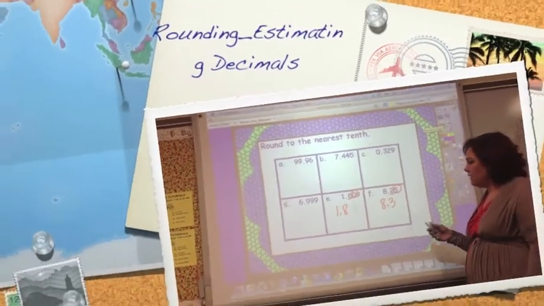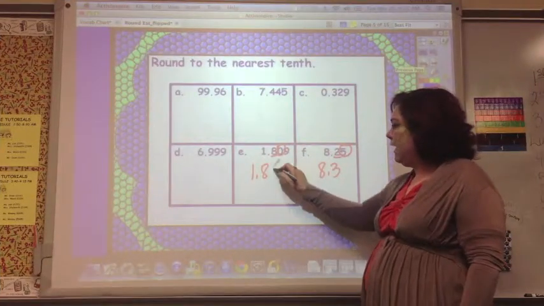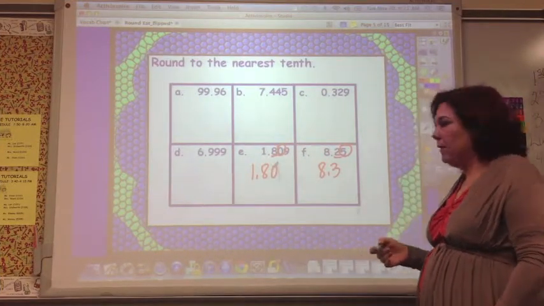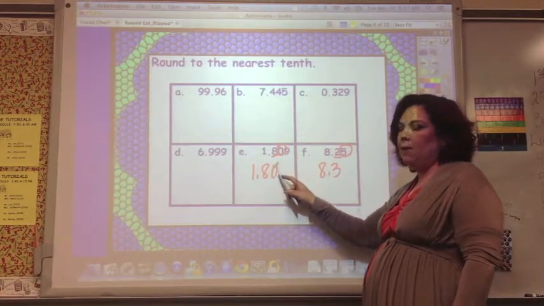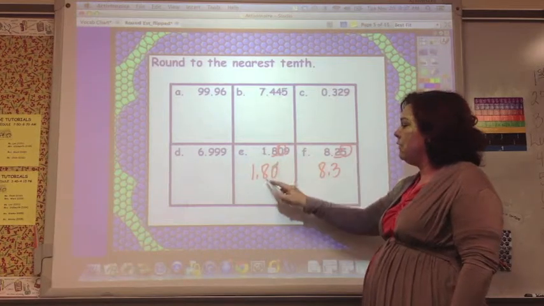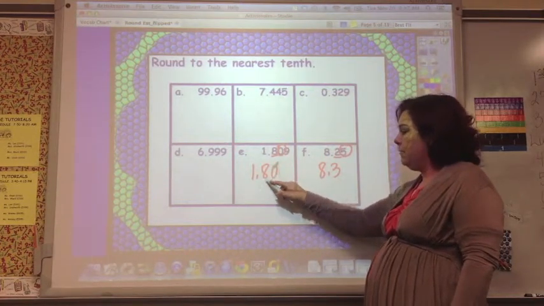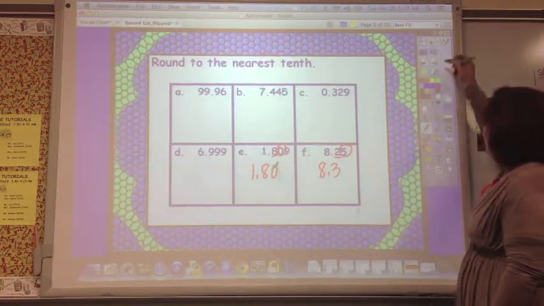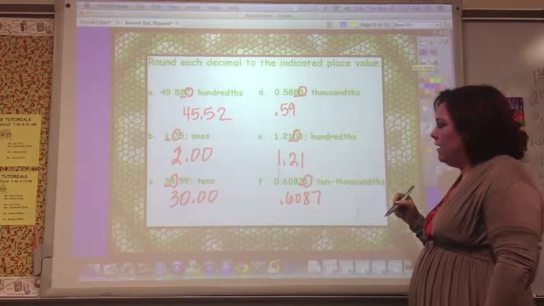So here are the answers to E and F. And of course you can add the zeros, but the zeros don't make a difference. You just want to make sure that there's no number in the place value past what you're being asked for. So tenths, so there's no number other than 0 past tenths. And then here are the answers for these.